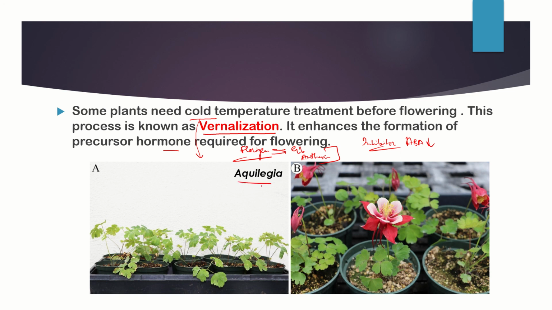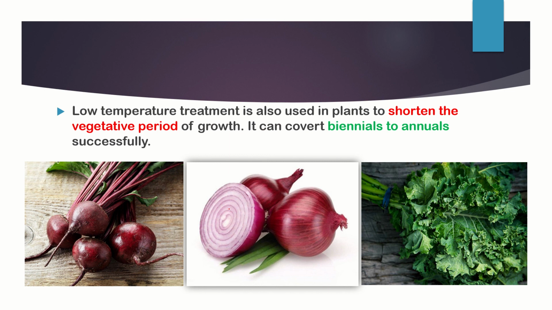We have one example here, Aquilegia. You can see here the vegetative state, then they were given the cold temperature treatment, and then the flowers started blossoming. Then low temperature is favorable for converting biennials into annuals. Biennials means plants which are going to complete their cycle within 2 seasons. Okay, it is not for years, between 2 seasons. So for example, I am talking about onions. In the first season it is going to grow vegetatively, then when the second season comes in the next year, it is going to flower. Okay, so the life cycle will be complete.